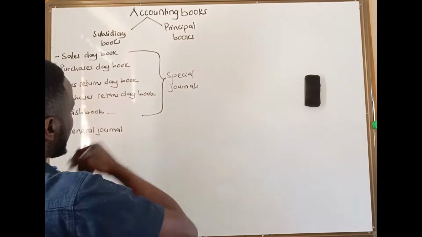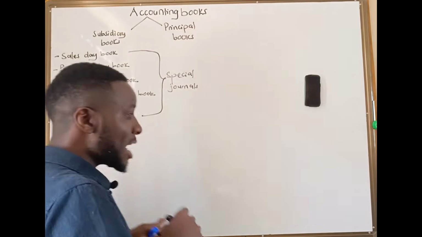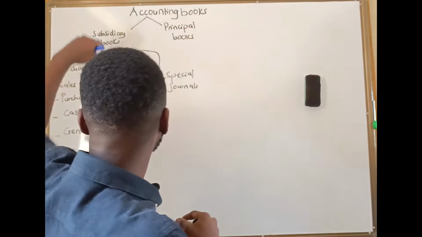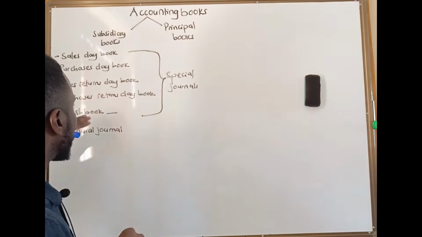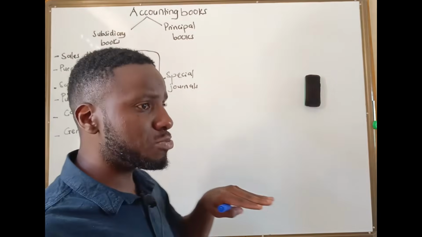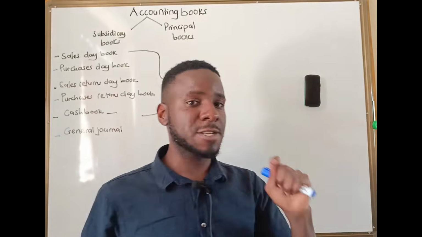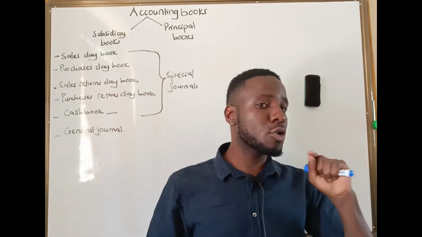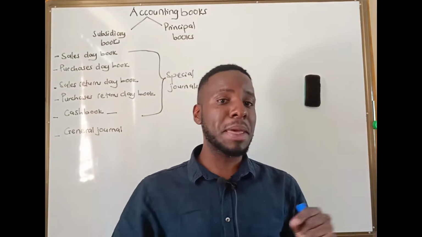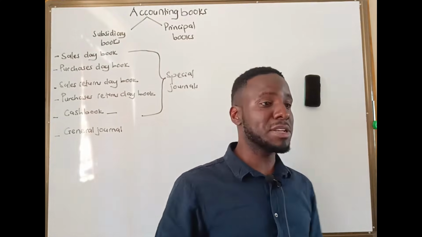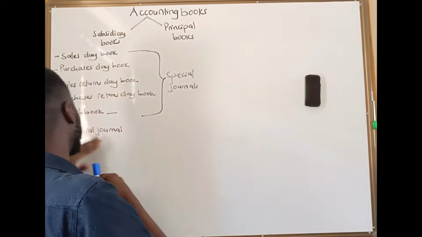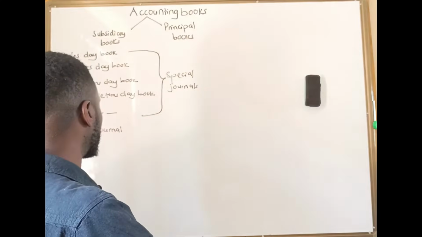Then when it comes to the cash book, remember these four record credit transactions. Now, the cash book only records cash transactions. It records payments and receipts of cash. So that means here we only find transactions of cash only.